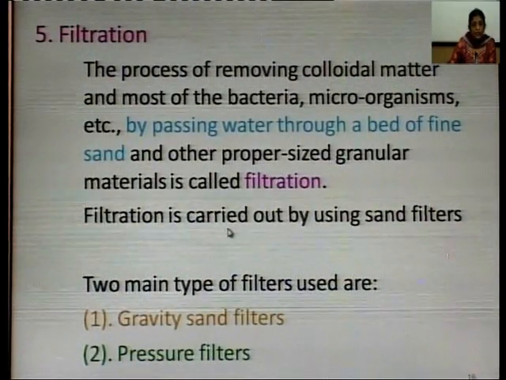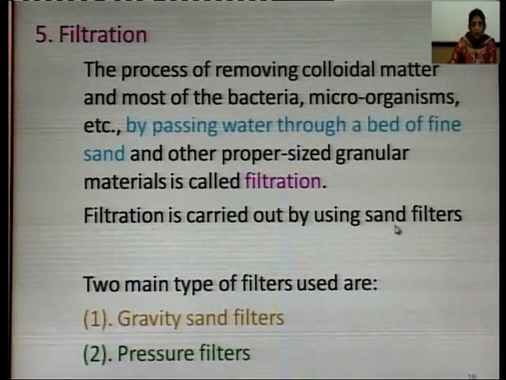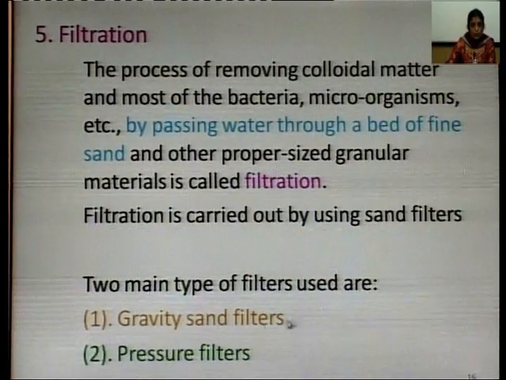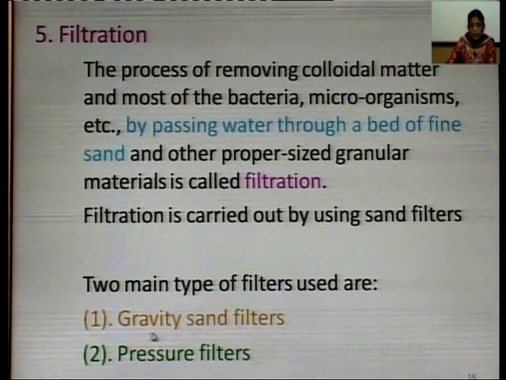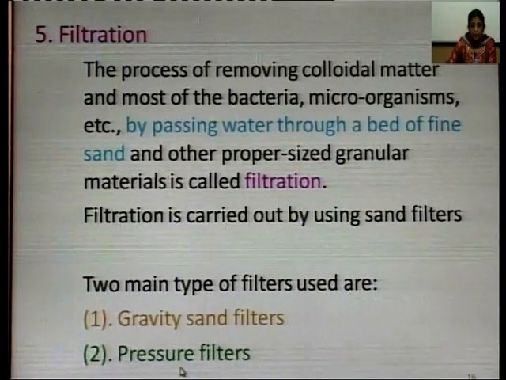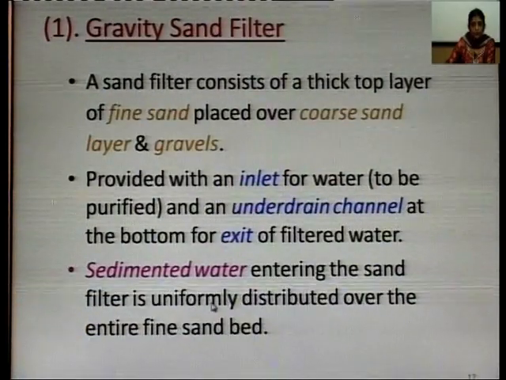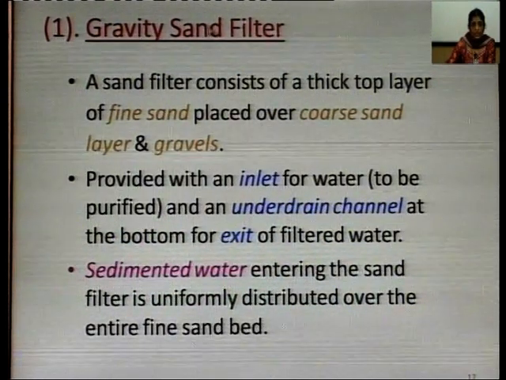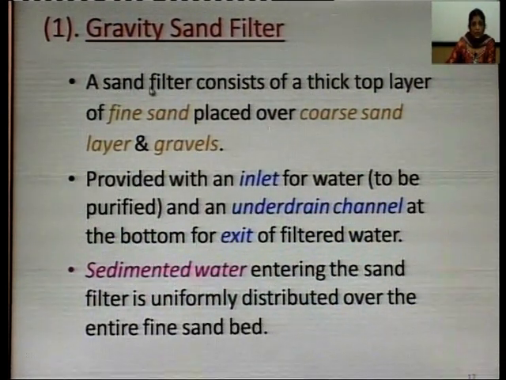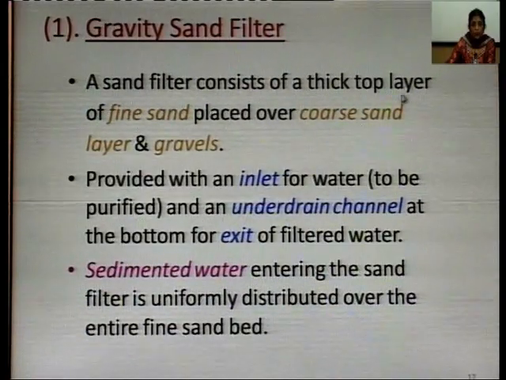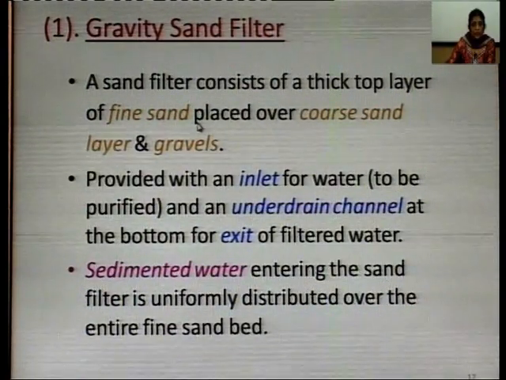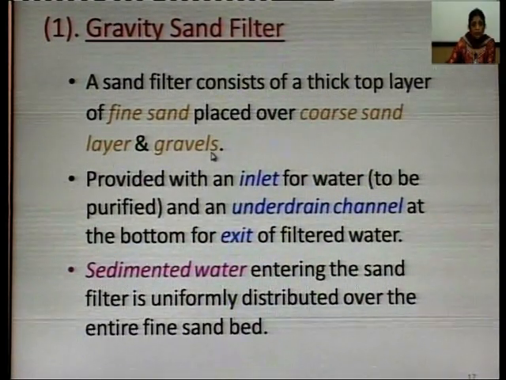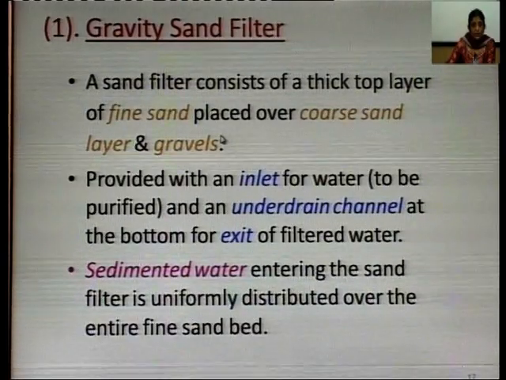So, filtration can be done by using sand filters. The filters used for filtration are mainly of two types. Number 1, gravity sand filters, and number 2, pressure filters. We will study these filters one by one. Gravity sand filter. A sand filter consists of a thick top layer of fine sand placed over a coarse sand layer and gravels. So, we can say in this filter there are 3 layers.